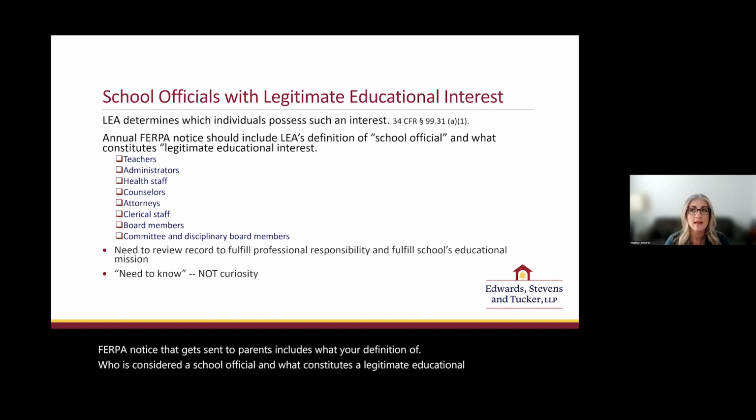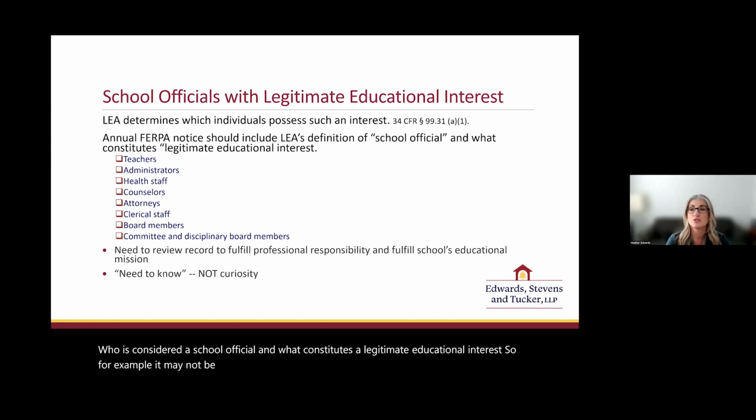So for example, it may not be appropriate that the school secretary or a custodian has access to a student's psychoeducational report, right? They may not be a school official with a legitimate educational interest, but there may be others in terms of teachers or administrators or even board members who may have a legitimate educational interest in certain types of records. And so you want to really be familiar with your policies about who has that authority and who can review a student's educational records or have access to them within your organization.